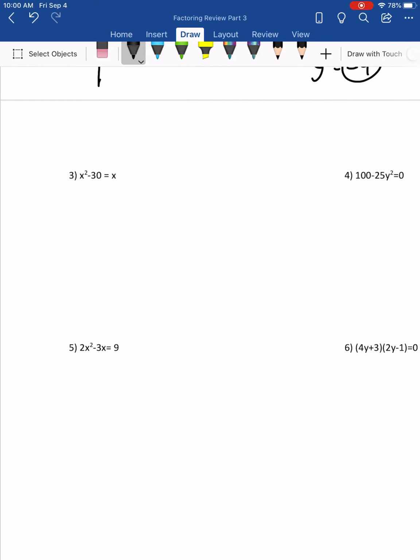Number 3. Number 3 is not set equal to 0, so we're going to want to subtract x from both sides. So we have x squared minus x minus 30 equals 0. Make sure you write it in that proper order.